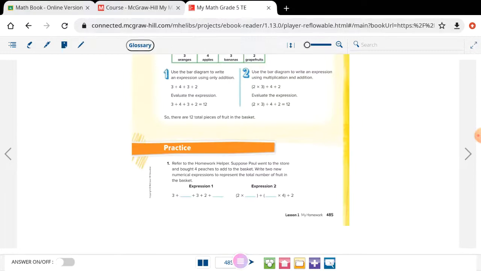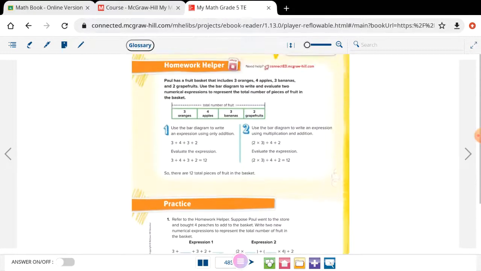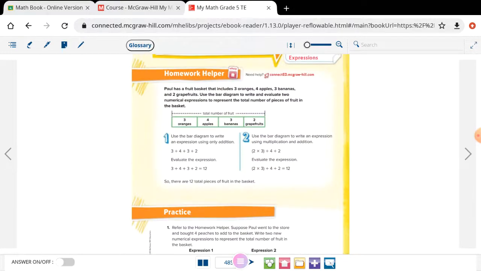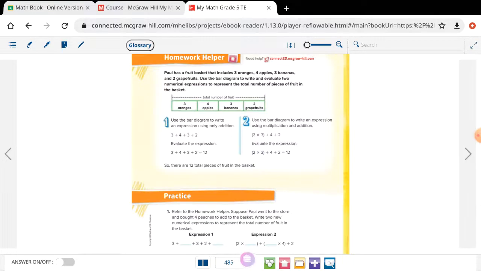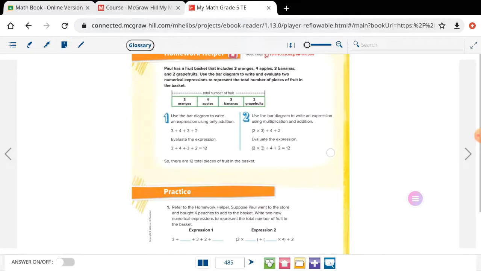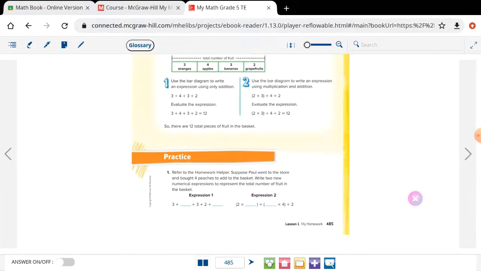Suppose Paul went to the store and bought 4 peaches to add to his basket. So it's saying we have that bar diagram plus what? 4 peaches. Okay? Write 2 new numerical expressions to represent the total number of fruit in the basket. So I'm going to try and keep it all up here at the same time where we can see the bar diagram. Okay, so most people came up with this first one needed to be a 4.